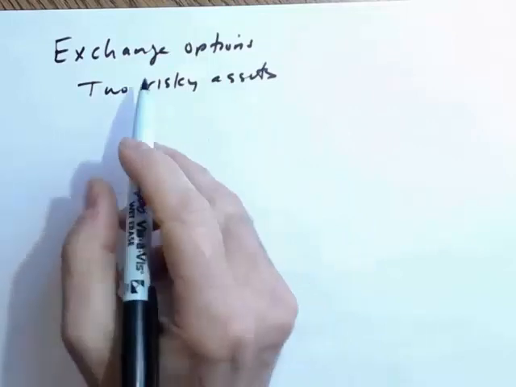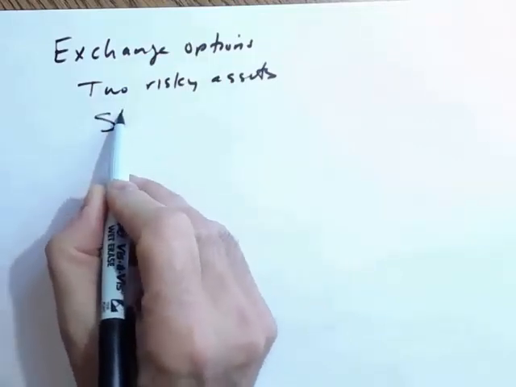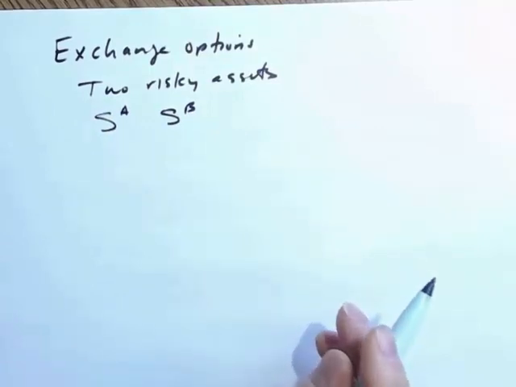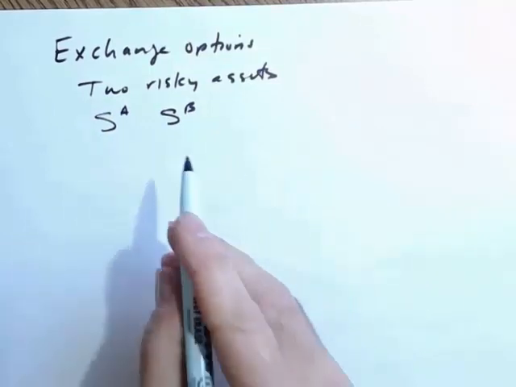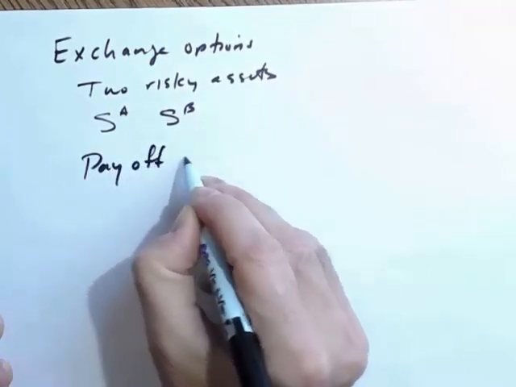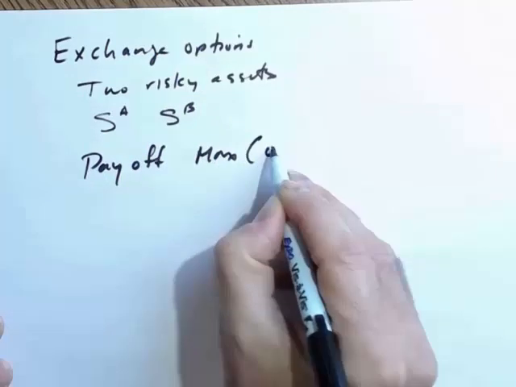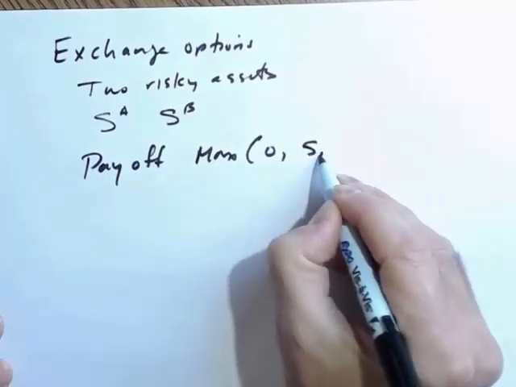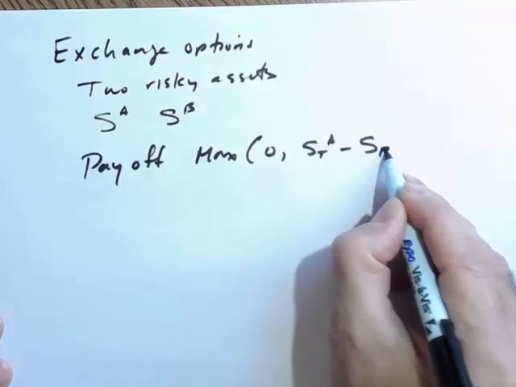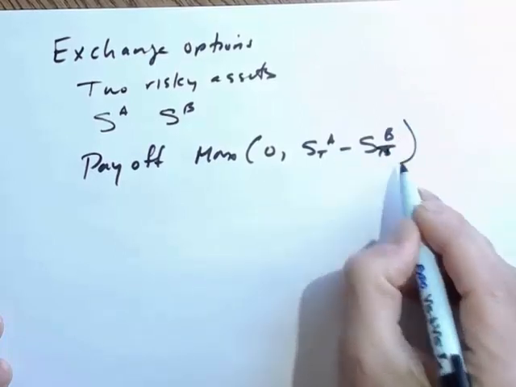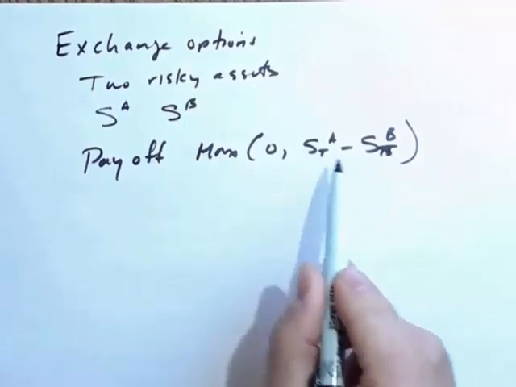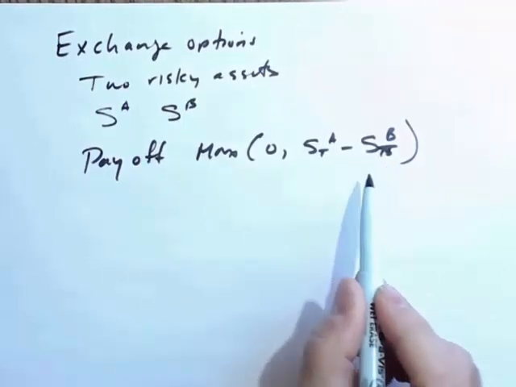In other words, you've got stock A and you have stock B, and what an exchange option does is that the payoff here is a function of the maximum of 0 or stock A at expiration minus B. It's kind of like a spread option, and the spread, the difference between the two stock prices at expiration, is the payoff.